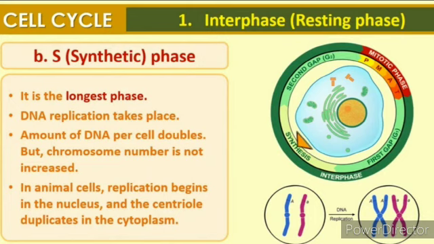During this time, the amount of DNA per cell doubles. If the initial amount of DNA is denoted as 2C, then it increases to 4C, doubling. However, there is no increase in the chromosome number. If the cell had a diploid or 2n number of chromosomes at G1 phase, even after S phase the number of chromosomes remains the same, that is 2n. In animal cells, during the S phase, DNA replication begins in the nucleus and the centriole duplicates in the cytoplasm.